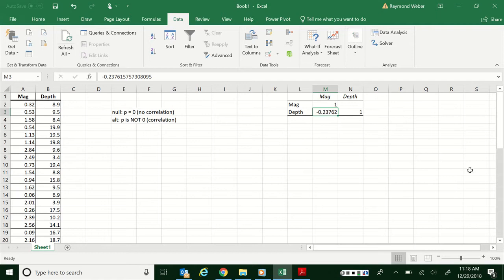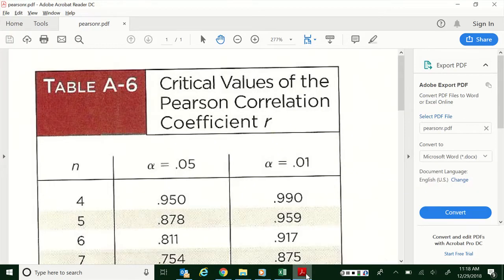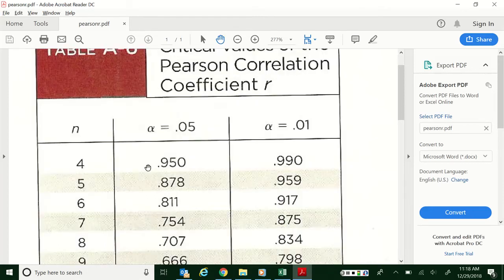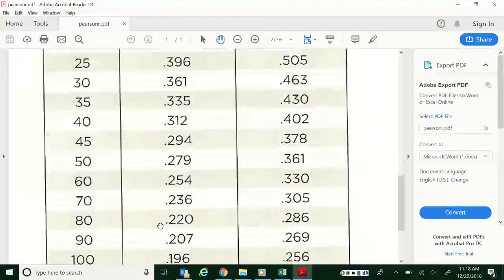But then from there I need to tell, well, is this statistically significant? Does this tell me anything? Because I was thinking not. Well, to do that I need to look up the Pearson R value. So now I have N of 50. I have 50 pairs. So I'm going to look here and I'm going to test at alpha of 0.05 because that's pretty normal. So I'm going to go down to 50 on my Pearson R chart.